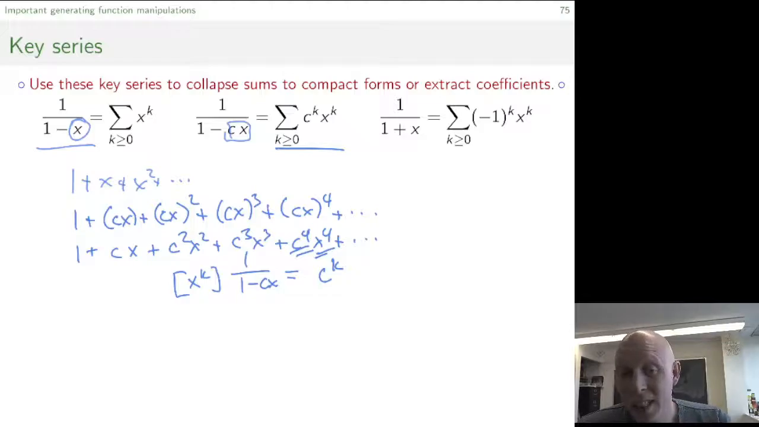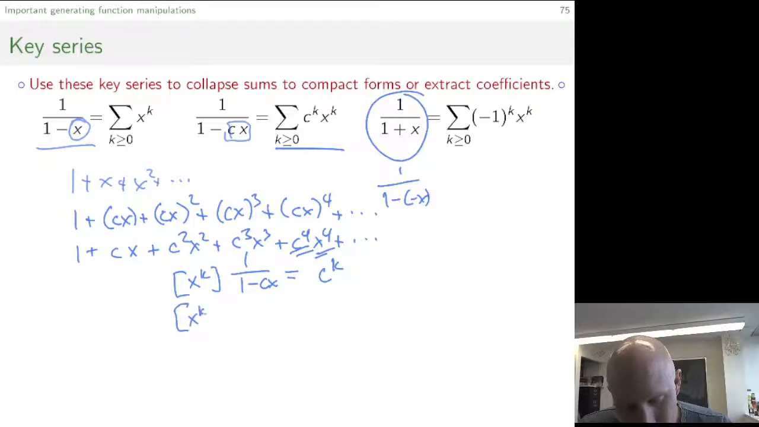A particular case of this is when c is equal to negative 1. So if we have 1 over 1 plus x, that's 1 over 1 minus negative x. And so c is equal to negative 1, and we see that the coefficient of x to the k of 1 over 1 plus x is equal to negative 1 to the k. Okay, so when you see a plus in the denominator, that's going to lead to coefficients that are negative 1. That's going to have an alternating power of negative 1 in the sum.